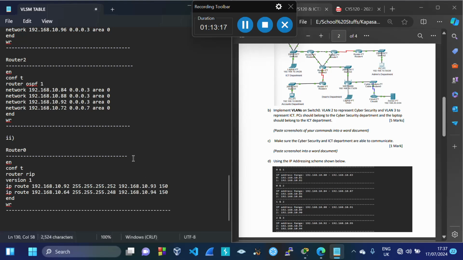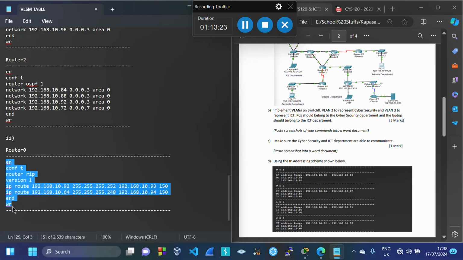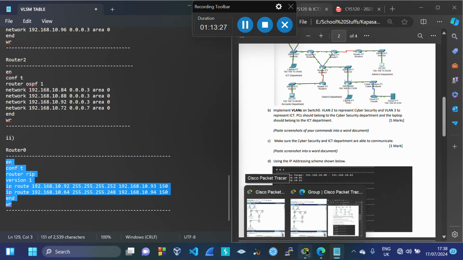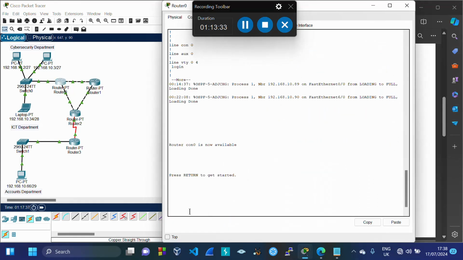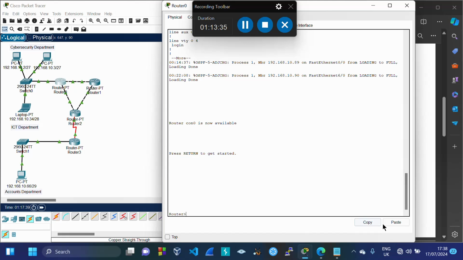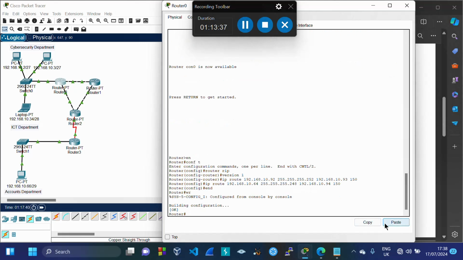Now we can copy these commands and insert them into router 0 under the command line interface. So copy, then I'll go where there's router 0. So this is router 0. Then I'm going to paste the commands. Okay, once we are done doing that, if you want to check if the commands are there, just say show run as we did for OSPF.